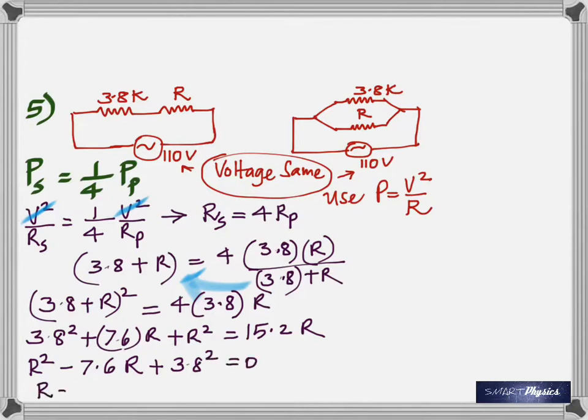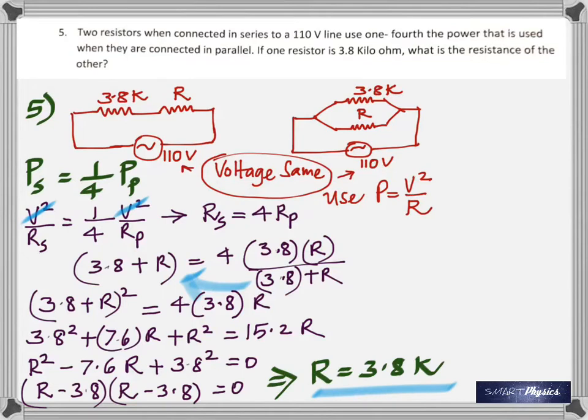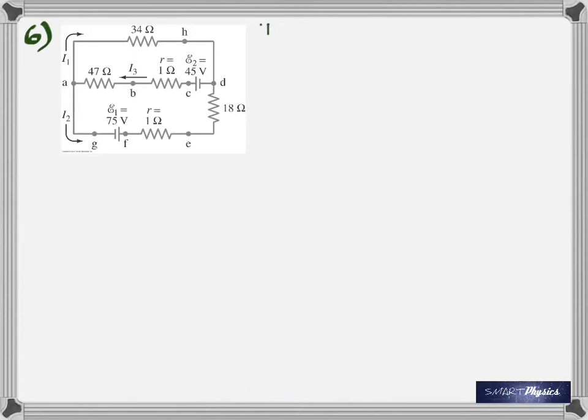You end up with a quadratic equation which fortunately can be solved by splitting the middle term here as I've done. And therefore you understand that the resistance must be 3.8 ohms. I mean kilo ohms, because I had kept it in kilo ohms. And now finally you see question 2, which anyways I had explained. Brings us to number 6.